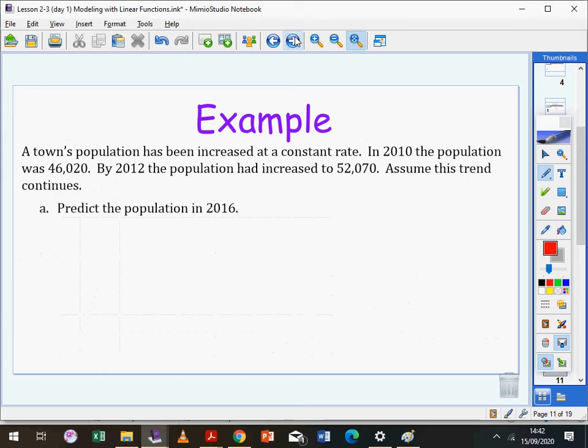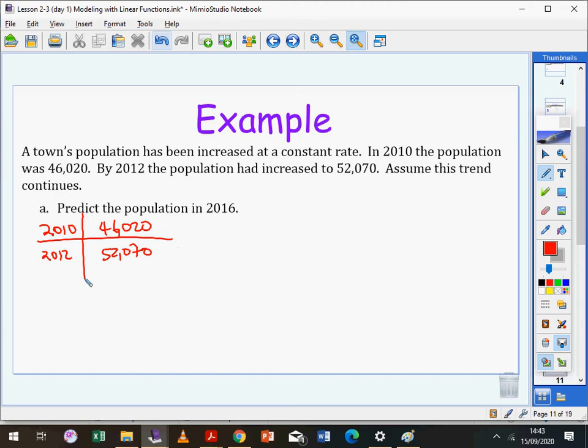Let's look at another example of modeling. A town population has been increased at a constant rate. In 2010, the population was 46020. And in 2012, the population is 52070. So if this trend continues, what do you think the population is going to be in 2016?